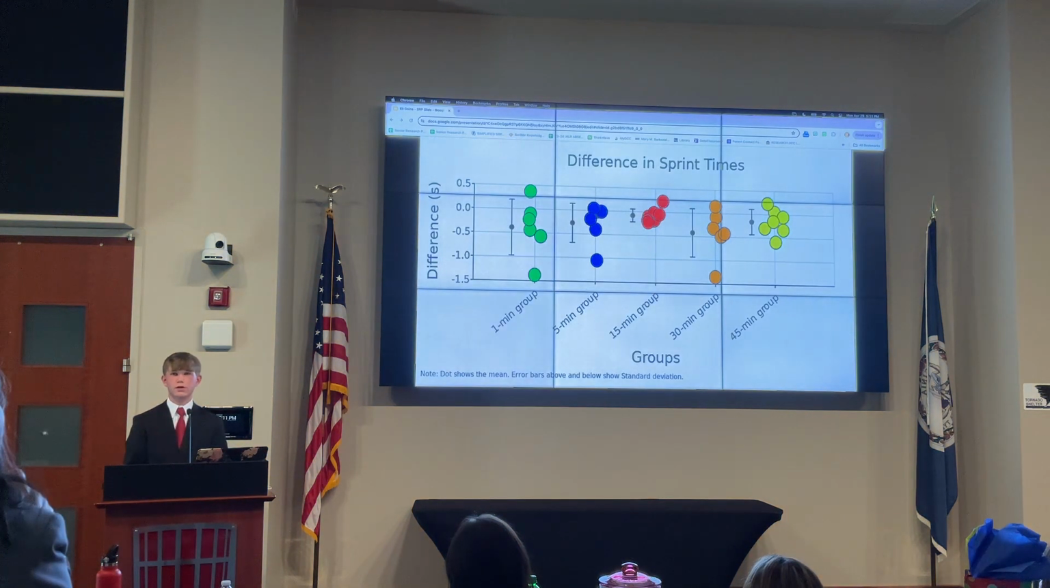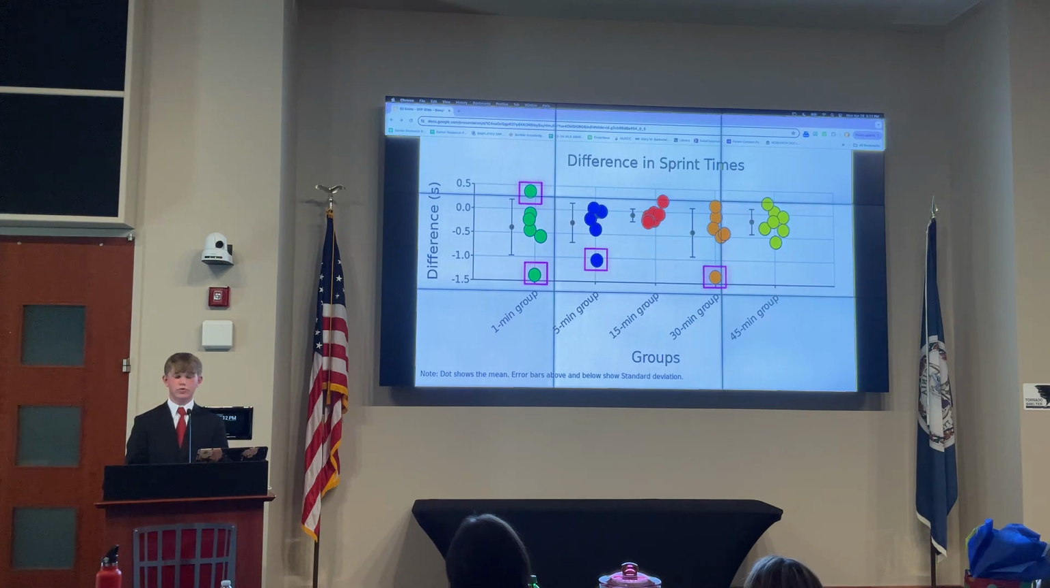This graph shows the difference in times between the control sprint and the sprint after the participants stretched and waited their assigned times. A negative number indicates that there was an improvement in time. In the 15-minute group, we can see that there's a lot of clustering, which indicates that most participants in this group performed better after the dynamic stretching, but only marginally. In the 45-minute group, there's still clustering, but this clustering is more spread out, which indicates that these participants performed better after the dynamic stretching, more so than that of the 15-minute group.